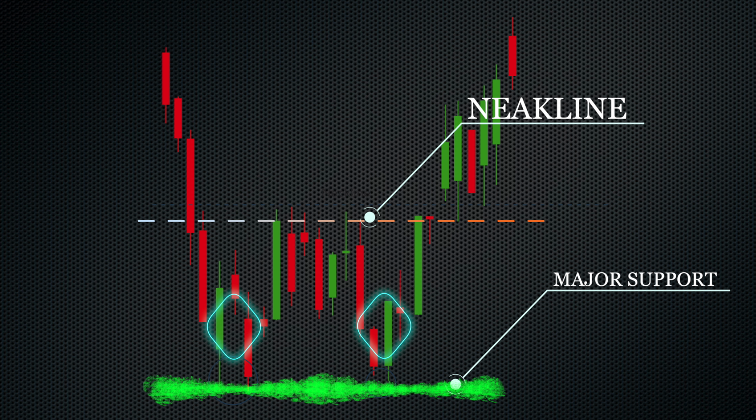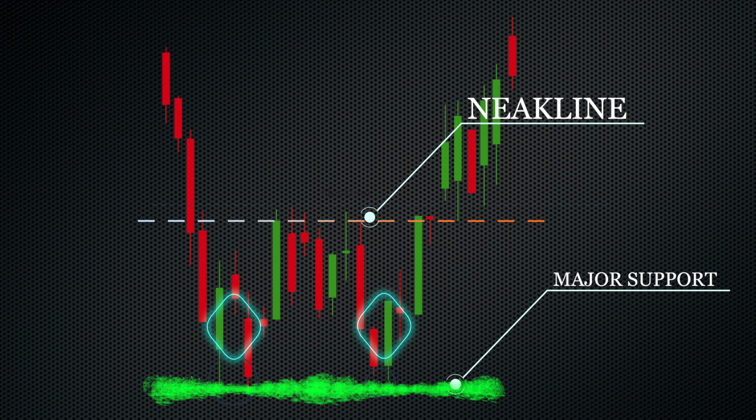As you can see here, the double bottom starts with a high, then a low, and another low. It might be a different low as well. It could be lower, making a lower low. Still, we call it a double bottom.